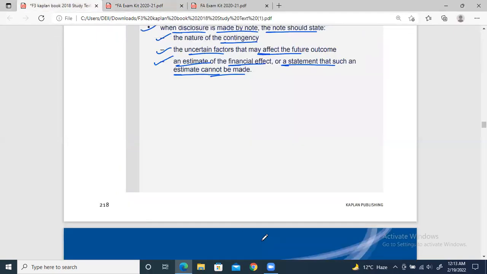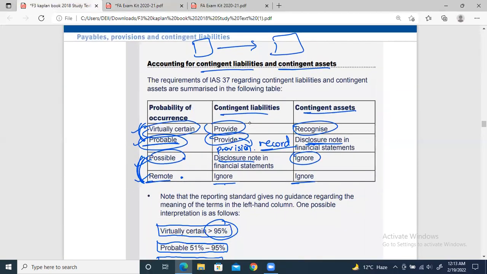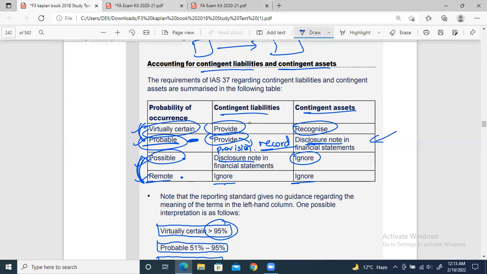Even if you look at the table, let me open it over here. You can see the exact treatment. So it was talking about probable, right? This condition. So in probable, you can see there is a disclosure for contingent asset. Yes, it's available over here.